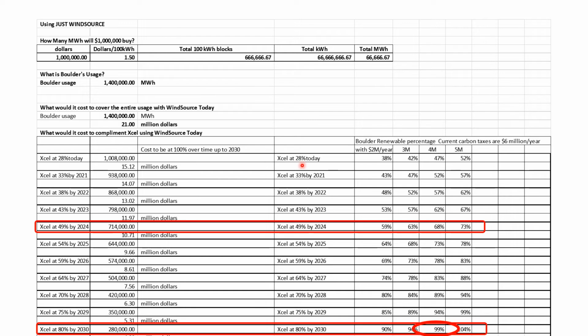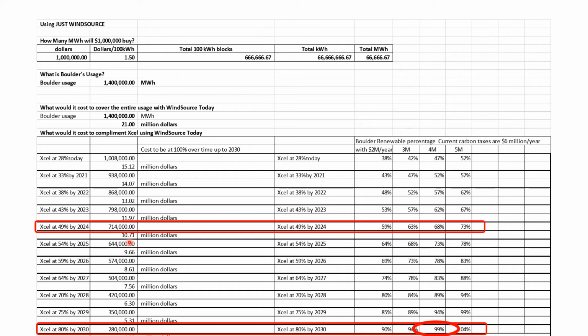Xcel's at 28% today. If we were to spend $2 million, we'd be at 38%. If we were to spend $3 million, we'd be at 42%, and so on. If we were to spend $5 million today, we would be at 52% renewables. So let's look ahead. Xcel will be at about 49% renewables by 2024.